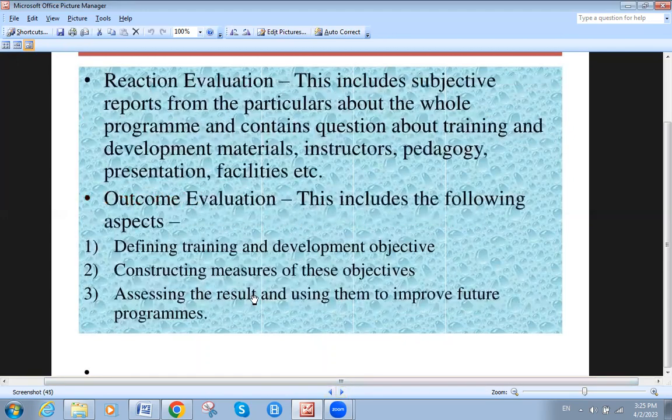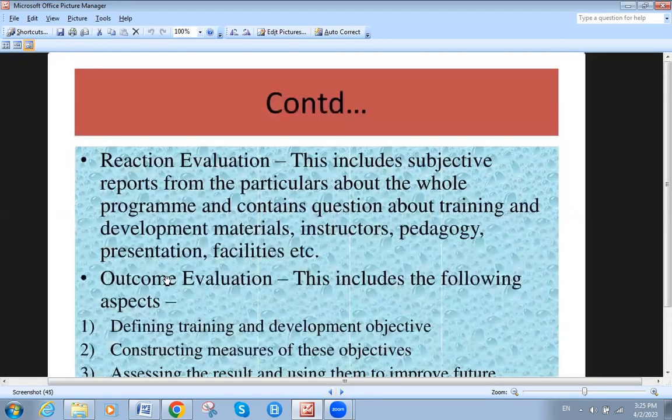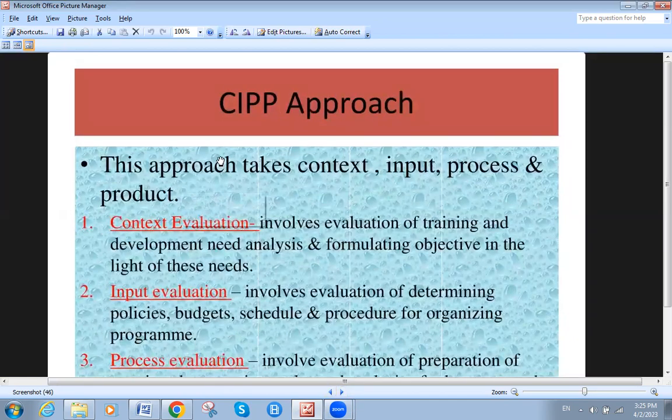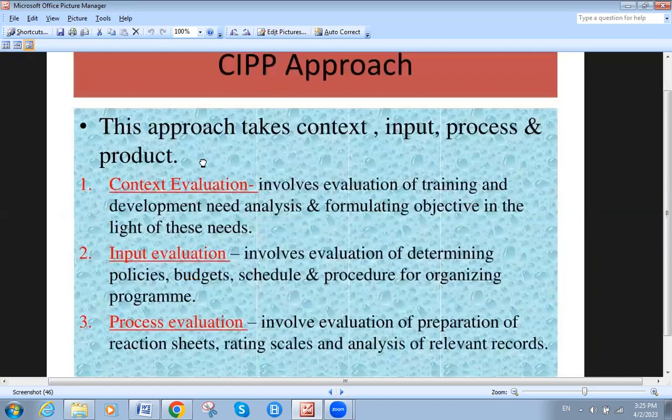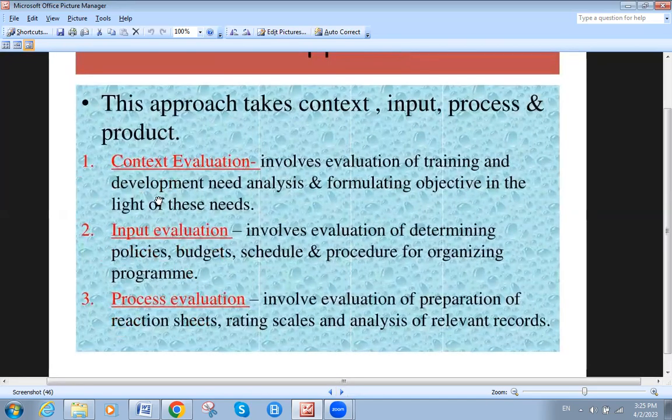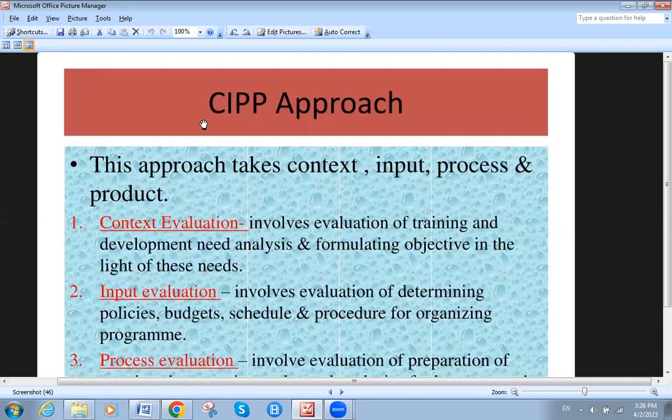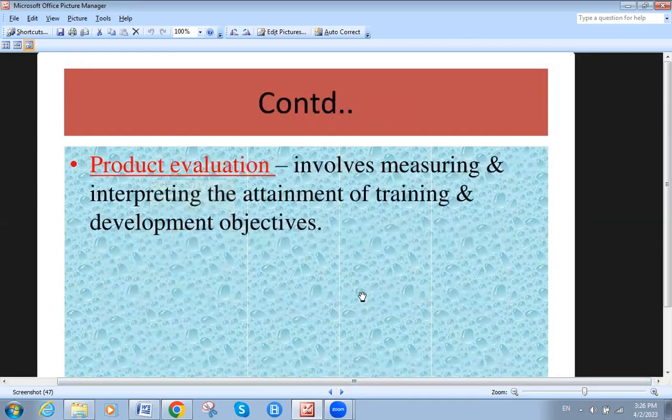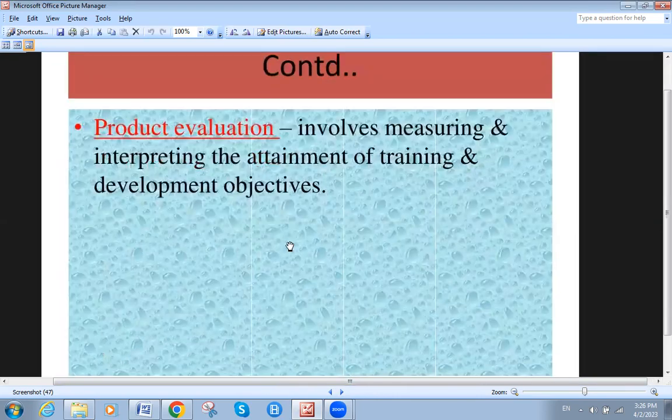Let's go to the next one, which is CIPP. This evaluates the training program using context evaluation, C, I for the input evaluation, and P for the process evaluation, and the other P for the product evaluation. C for context, I for inputs, P for process, and the last P for product evaluation. It involves measuring and interpreting the attainment of training and development objectives.